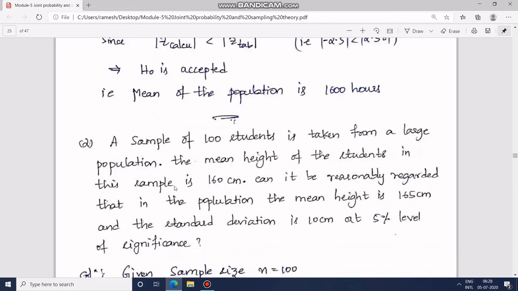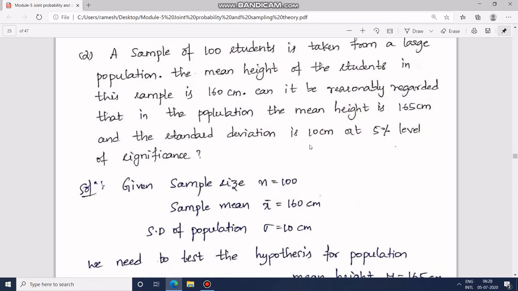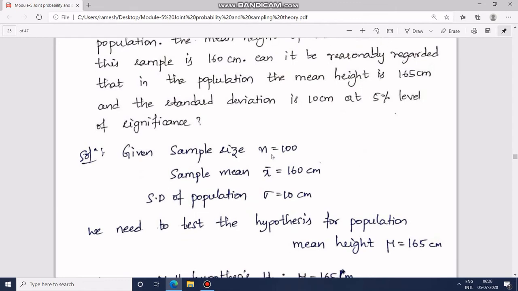Now let us move on to the second problem. A sample of 100 students is taken from a large population. The mean height of students in this sample is 160 centimeter. Can it be reasonably regarded that in the population the mean height is 165 centimeter, the standard deviation is 10 centimeter at 5% of significance?